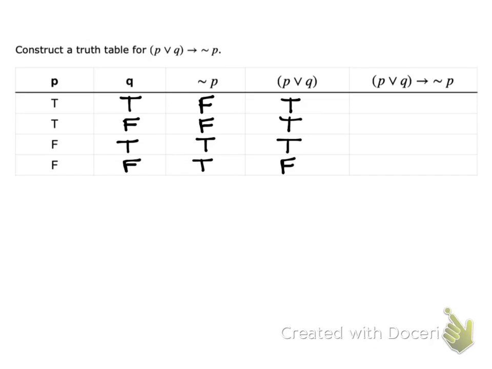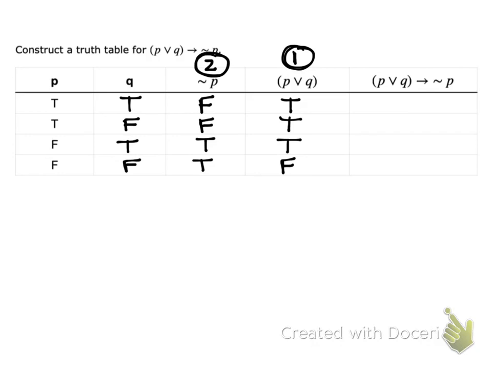Okay, so now we get to our conditional statement. If P or Q, then not P. This one, I'm going to put a number 1 by it. This is our antecedent. That's our starting condition. This is the hypothesis. This one, I'm going to put a 2 next to it. That's the consequent. That's the conclusion.